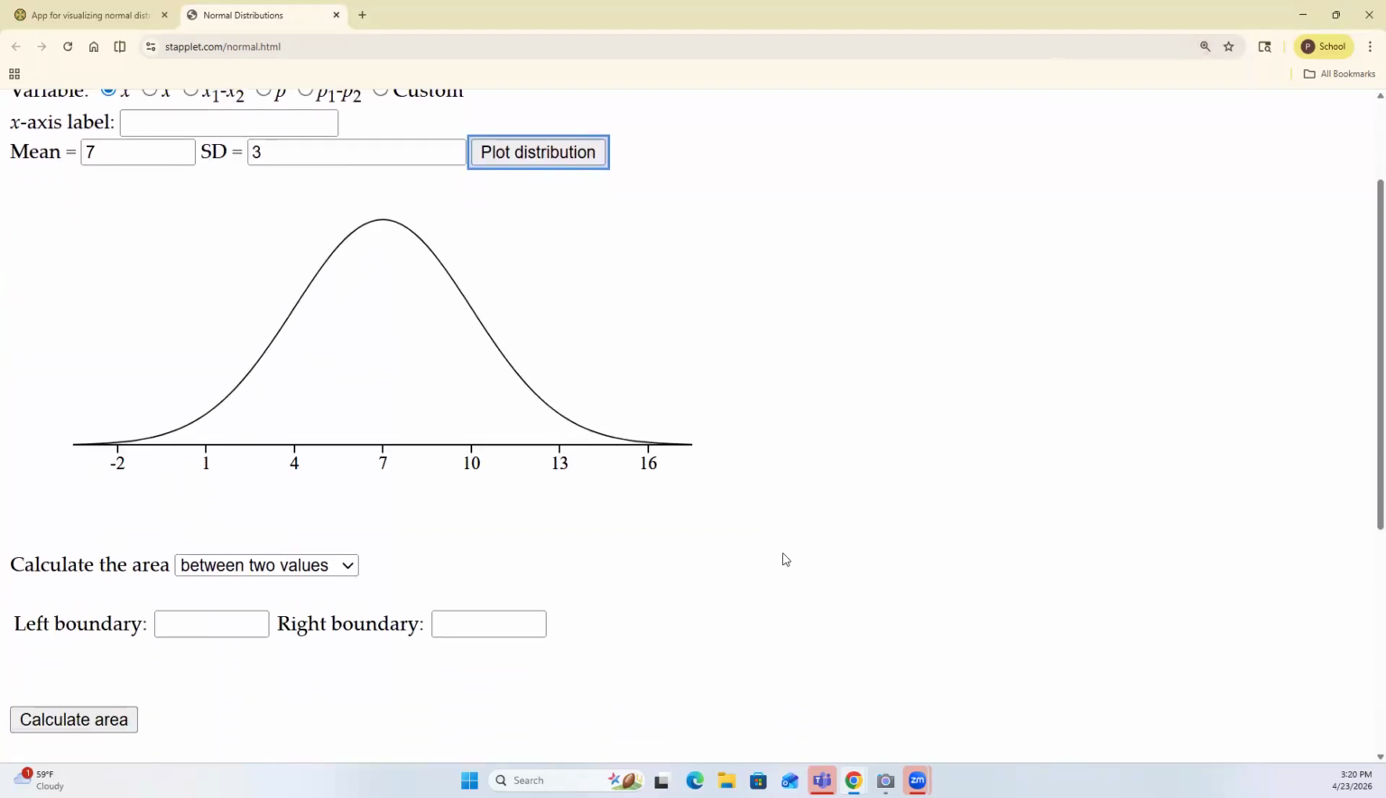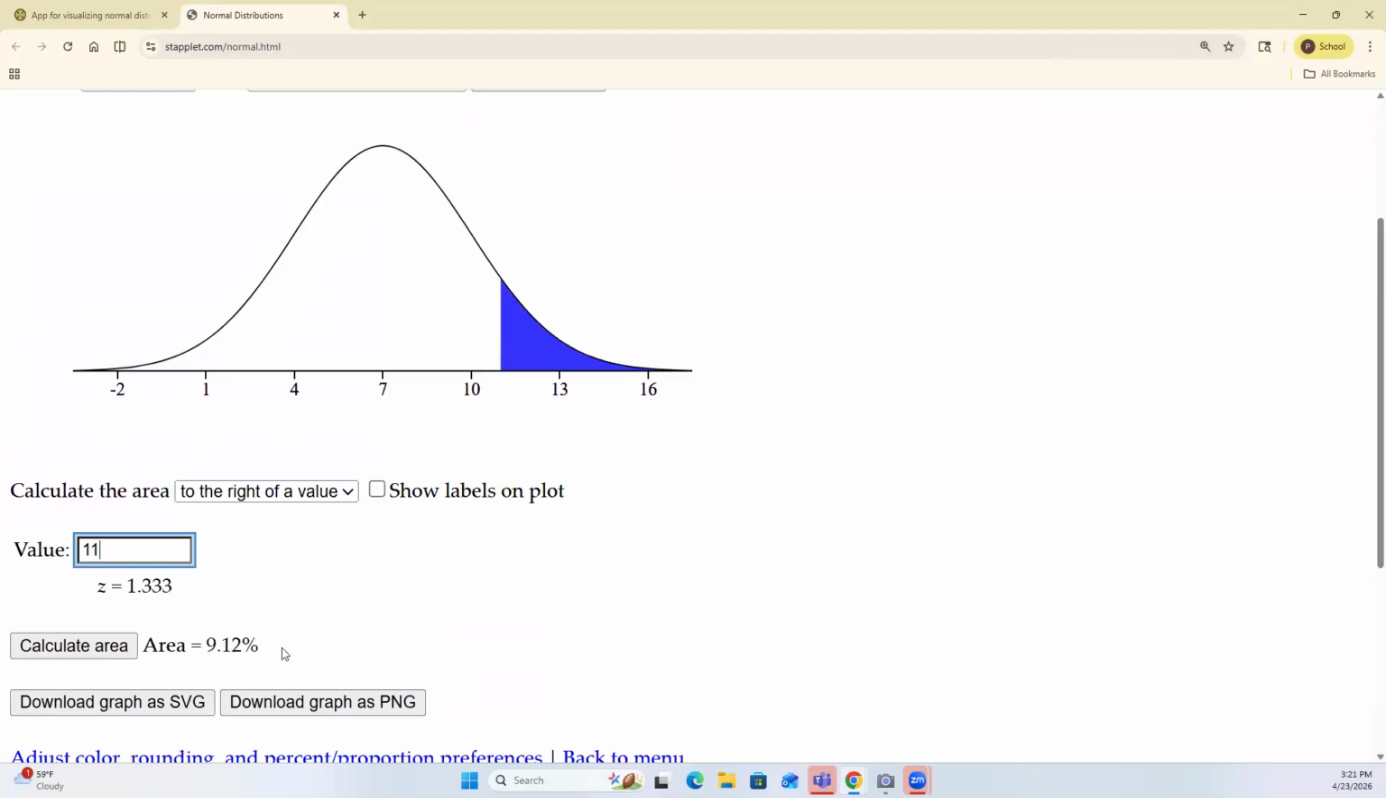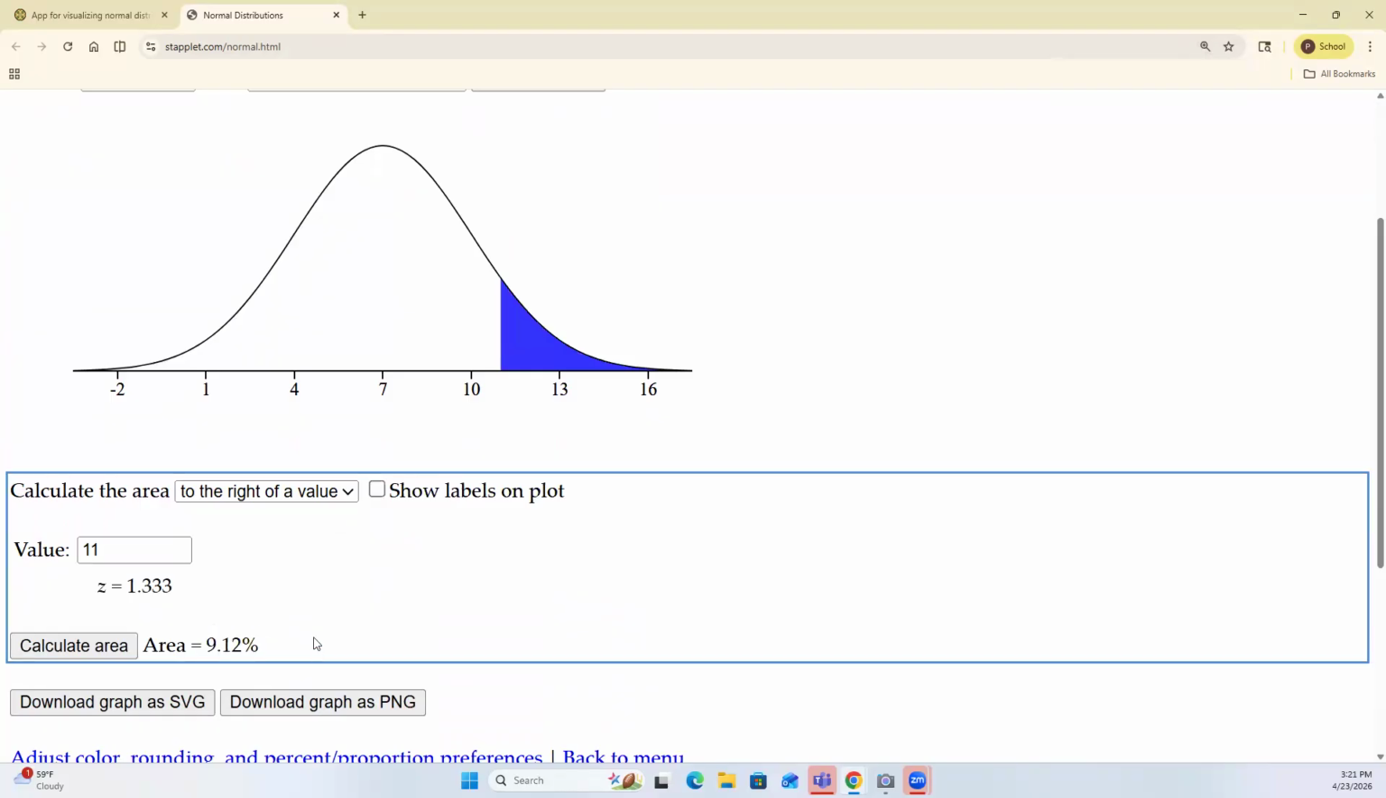Looks kind of like what I drew. And now I want the probability that X is greater than or equal to 11. This one gives it as percents, so fine. A little more than 9%, 0.09. It also tells me how many standard deviations that is. Remember we talked about a z-score? It tells me that's 1.3, or 1 1/3, standard deviations to the right of the mean.